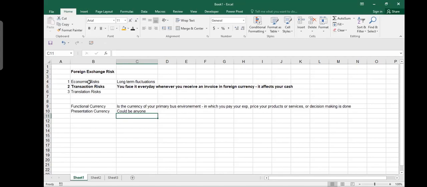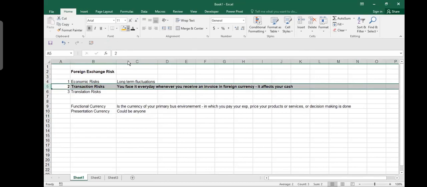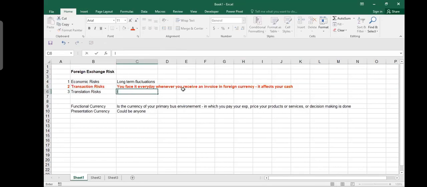So transaction risk, I go back to the risks. Economic risk, I'm not focusing on for F7. Transaction risk, yes, this is the thing which we will do in exam questions, and this is what happens every day. Translation risk is just a conversion from functional to presentation currency at the end of the year. So it's on paper and has no cash impact.